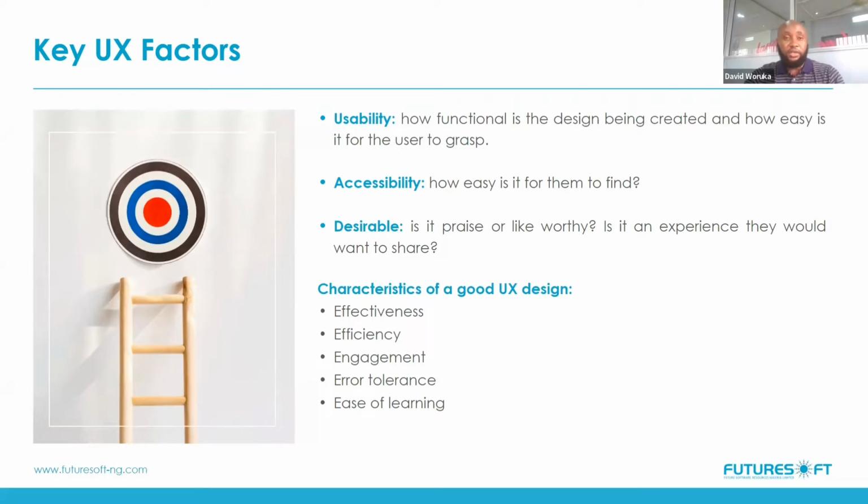If you create a product that is not functional and it's very difficult for people to use, then you've not created a product per se. So accessibility is how easy it is for them to find. If you've created a solution for your users, you have to make it accessible to them. They should be able to have access to it and find it. If you're placing it in the market, however you approach it, it should be easy for them to find.